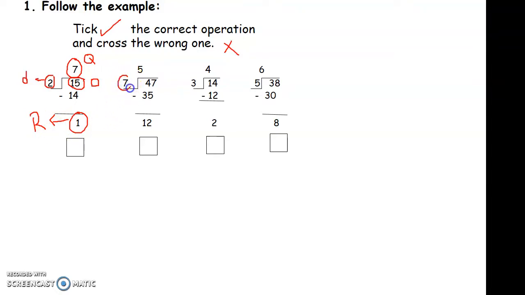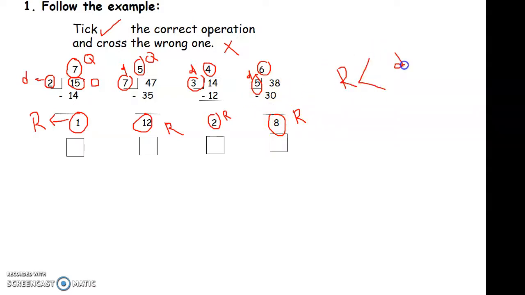And here the same, divisor. Here the divisor is 7. Here it's 3, divisor. Here divisor how much? 5. Okay? Here quotient 5. Quotient 4, quotient 6. Here remainder 12. Here remainder 2. And here remainder equals 8. Yeah, we said that always in all the divisions, the remainder has to be less than the divisor, less than the multiplication table. So remainder has to be less than the divisor.